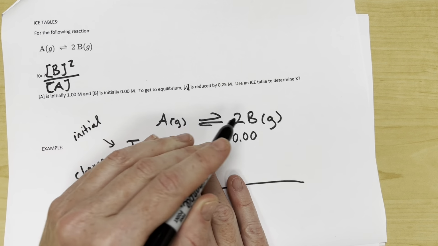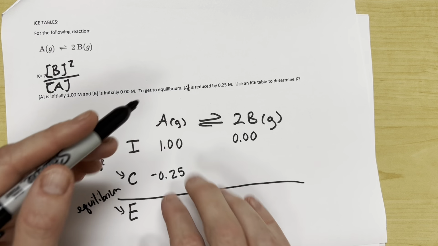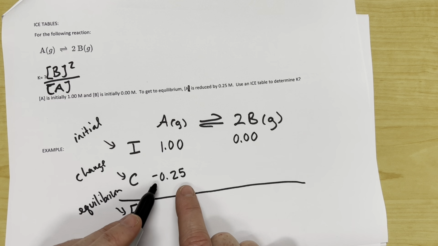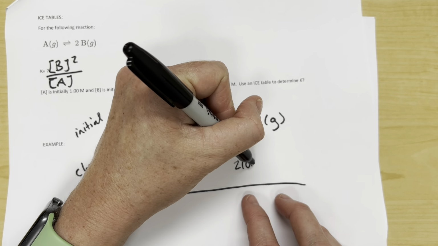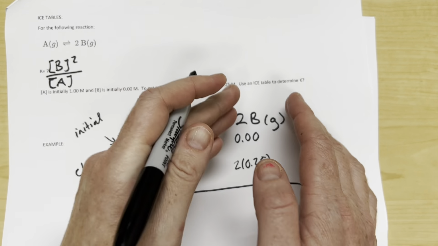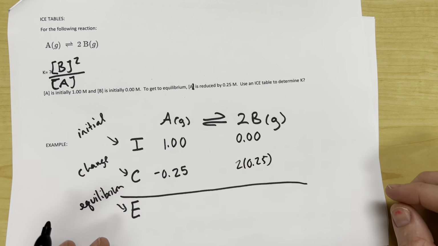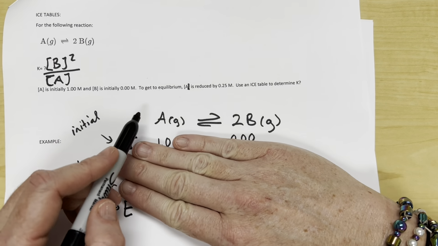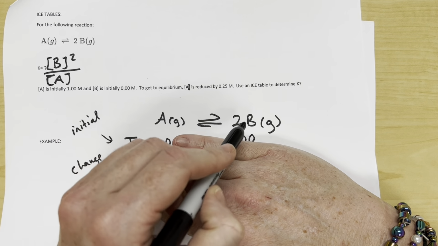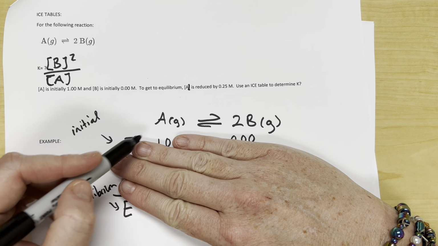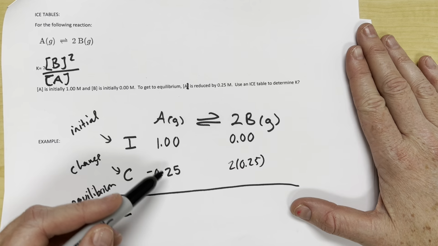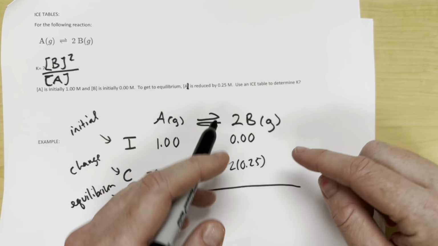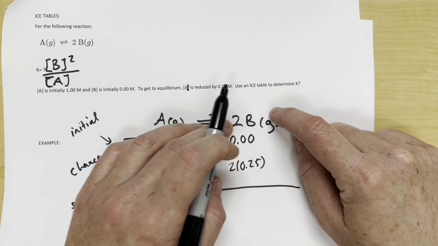one of these, we had to have gained 2 of those, right? So if we lost 0.25 of these, that means we had to have gained 2 times 0.25 of those. I hope that makes sense. I'm going to say it again. For every one of these that we lose, we have to gain 2 of those. So for every A we lose, we have to gain 2 B's. Over here, so if we lost 0.25 of A, we had to have gained 2 times 0.25 of B.